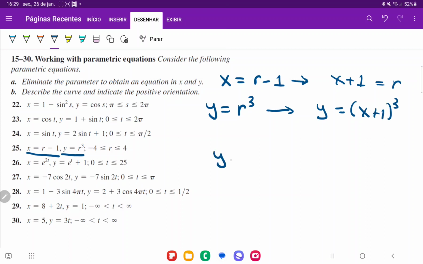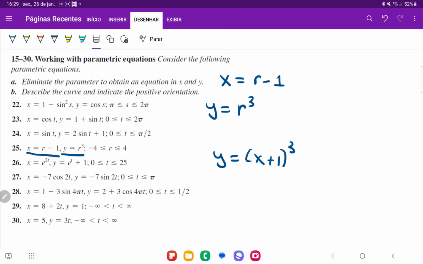So our equation is y is (x plus 1) cubed, but we're not finished because the parameter is limited from -4 to 4. So it means that this curve here is also going to be limited, right? Previously, in these equations, x and y in terms of r, we had that r was the input. Now, in our equation in terms of x and y, we have that x is the input. So we have to limit x as well.